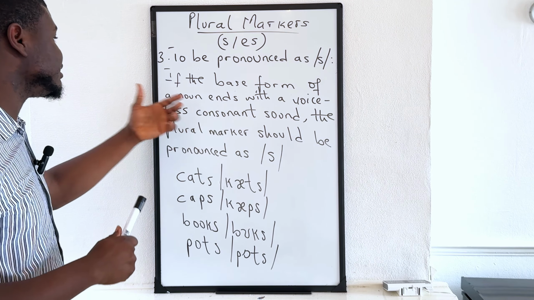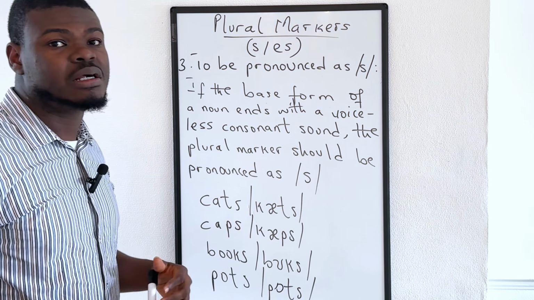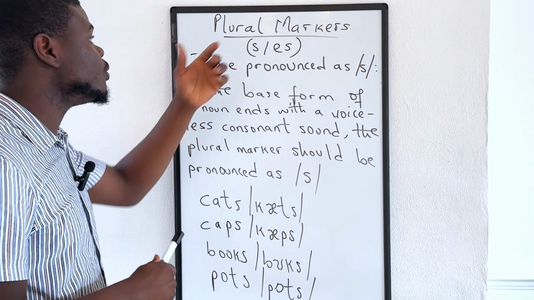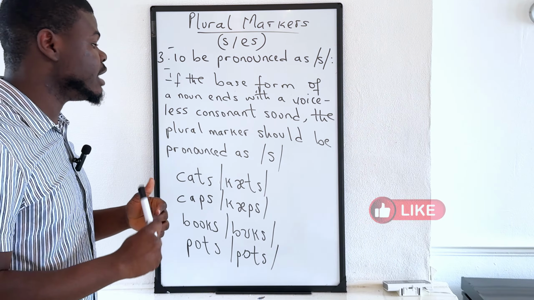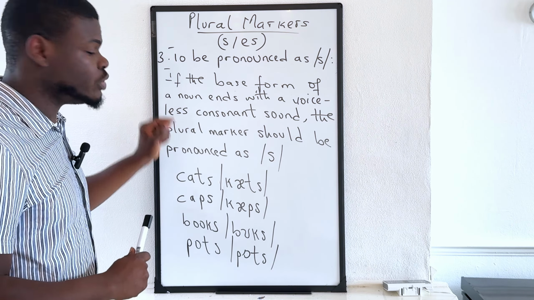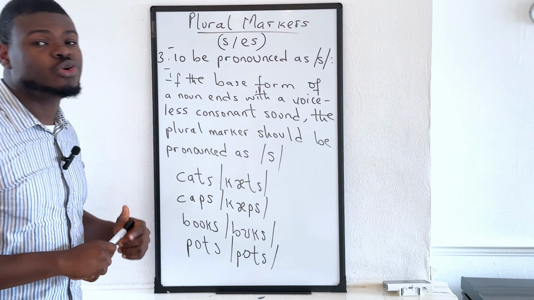So all of your voiceless consonant sounds, like t, like p, like k. Whenever a word ends with a voiceless consonant sound and you pluralize the word using S or ES, make sure that you pronounce that S or ES as S. Let's go to rule number 4.